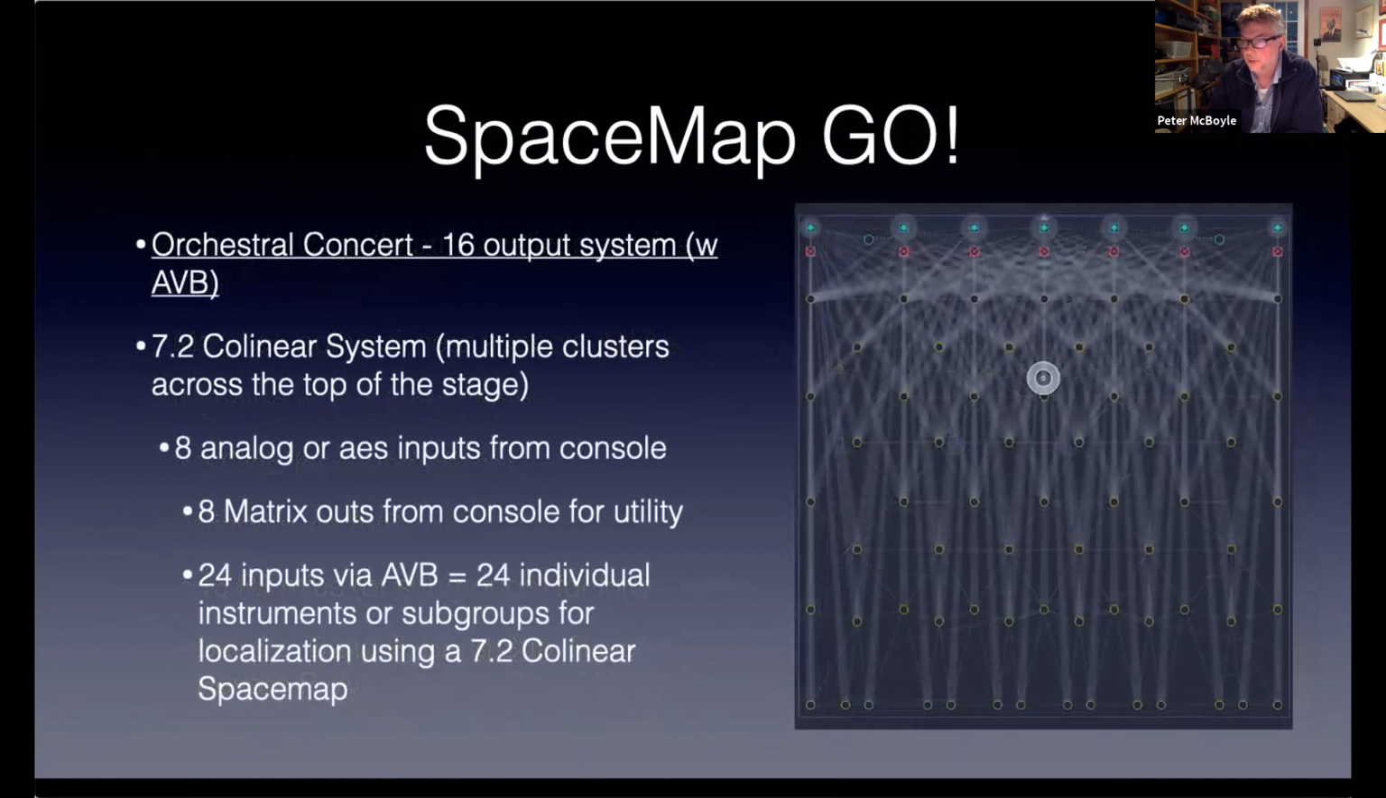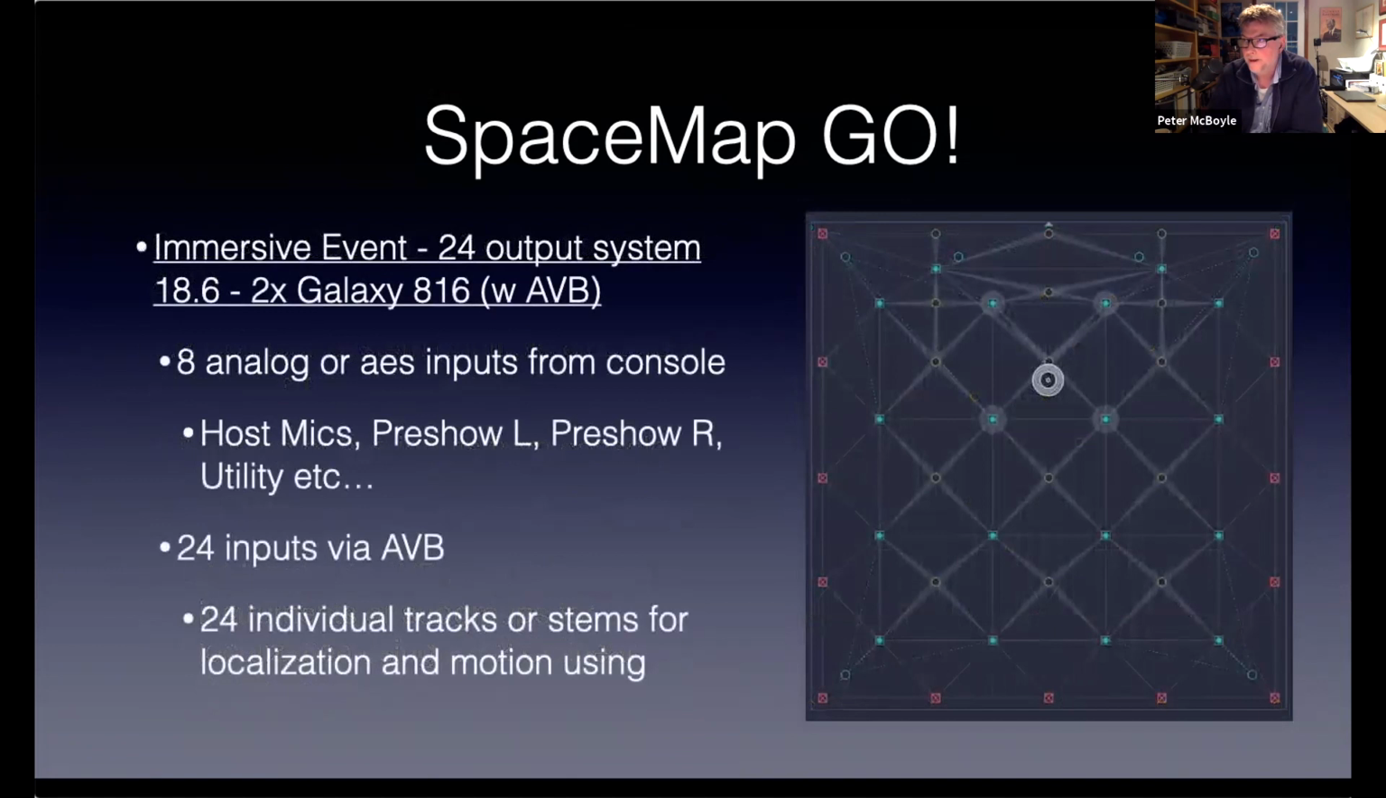An orchestral concert, you might have 2. Is this the one? No, this is just with still 1 Galaxy. A 7.2 collinear system across the stage. You could use 8 analog inputs for utility or whatever, and then use all 24 AVB for localization of instruments or subgroups of instruments. So really lay that orchestra out across the space as you see them and make it very natural sounding. An immersive event where you might have 2 Galaxies and you might have a larger number of outputs and a slightly more complicated map.